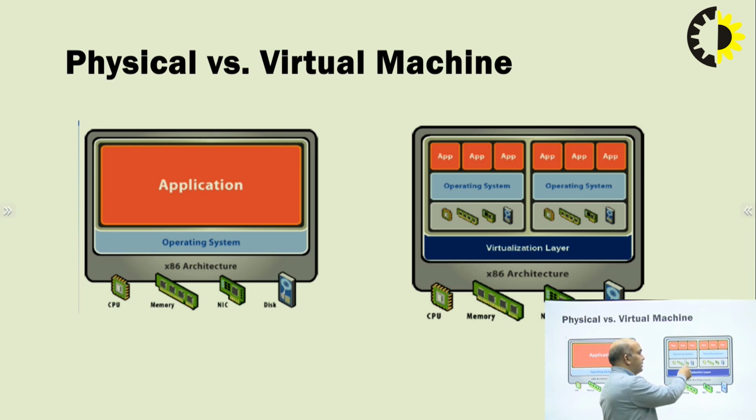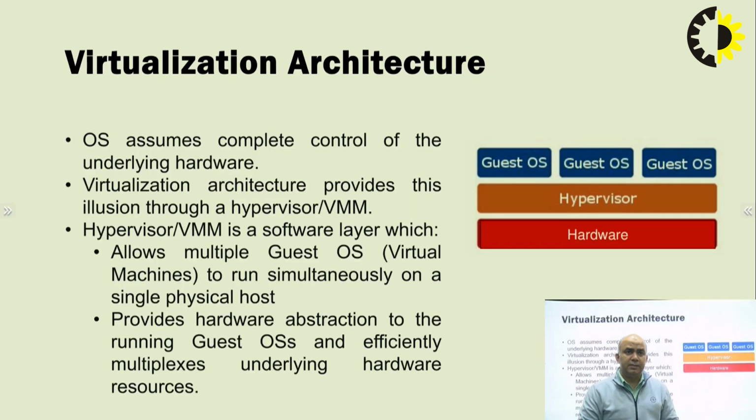In that case, this user one will not interfere with the user two virtual machines. Okay, so this is where we have a difference between the physical and virtual machines. This is a general architecture. This is the hardware on which we have this hypervisor.